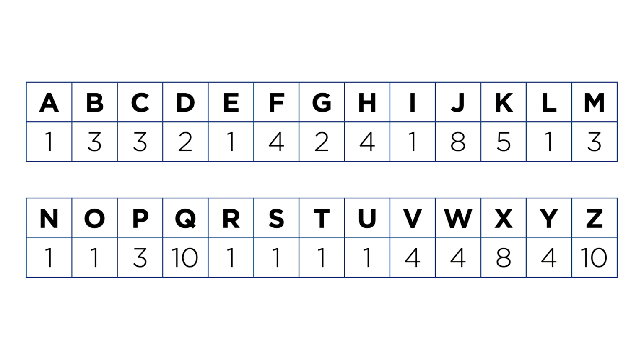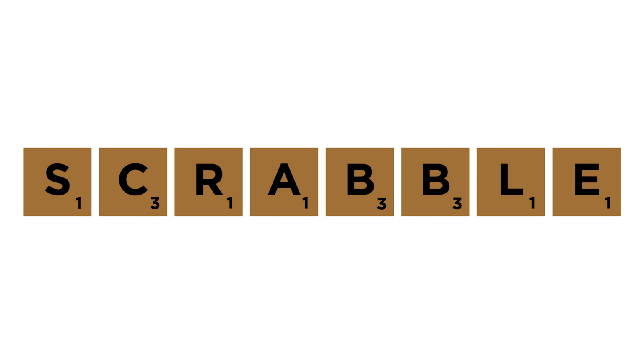Using this assignment of points, we can take a word and figure out how many points that word is worth. For the word Scrabble, for example, we know that S is worth 1 point, C is worth 3 points, so on and so forth. And we can add up all of those numbers to figure out that the word Scrabble is worth 14 points.